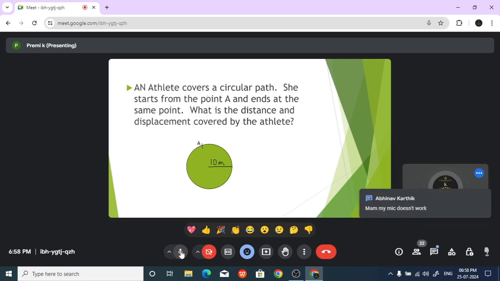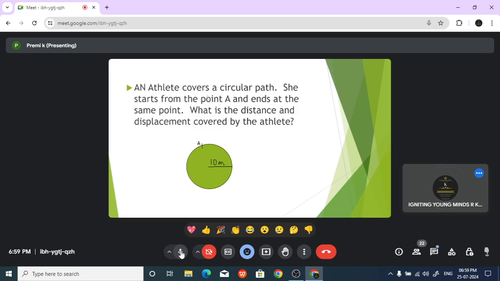Yes, Sabari, you can explain why it is zero. Sir, when the object returns to the same position, the displacement will be zero, sir. Why do you say so? Displacement is the shortest distance. Because there is no shortest distance present. The same point, so shortest distance is zero. Okay, that may be the reason.